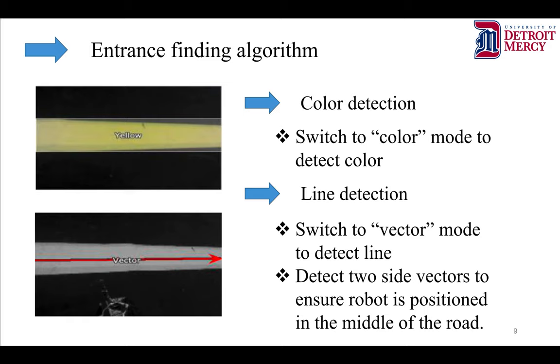First, we see the entrance finding algorithm. On the left hand side, there are two kinds of modes. The first picture is the color detection, and the second picture is the vector detection. For color detection, we switch to the color mode to detect color, and for line detection, we switch to the vector mode to detect lines. Also for line detection, we have to detect two side vectors to ensure our robot is positioned in the middle of this road.